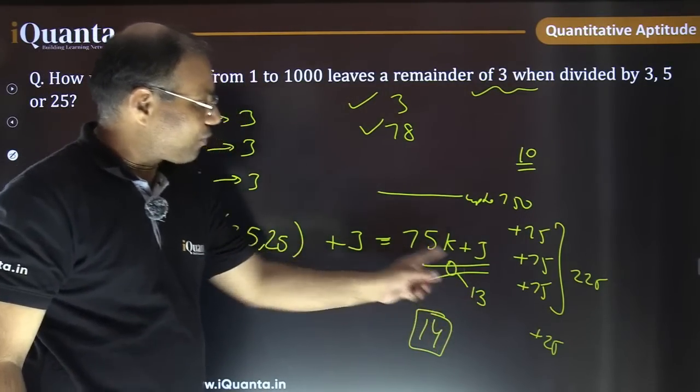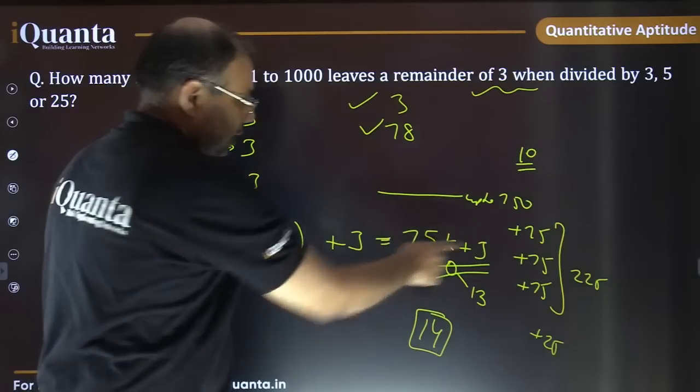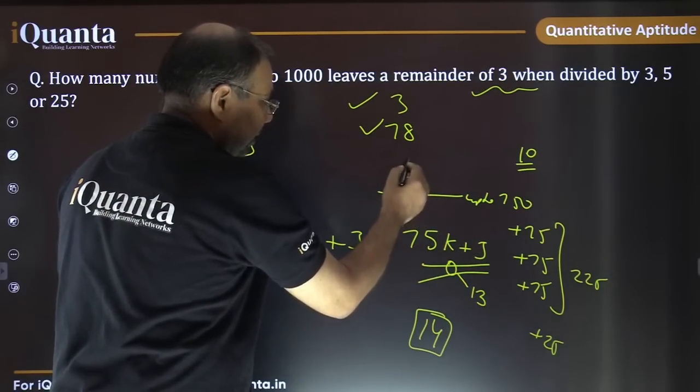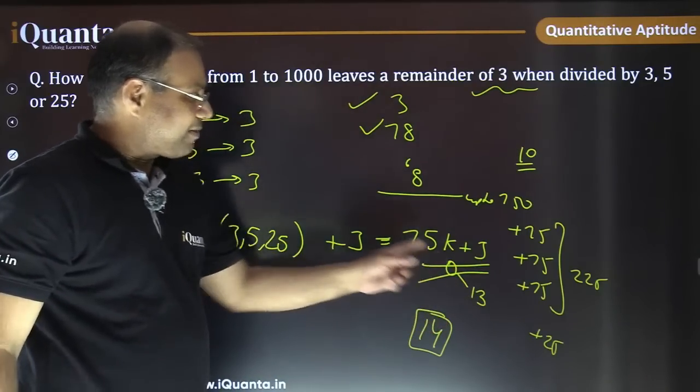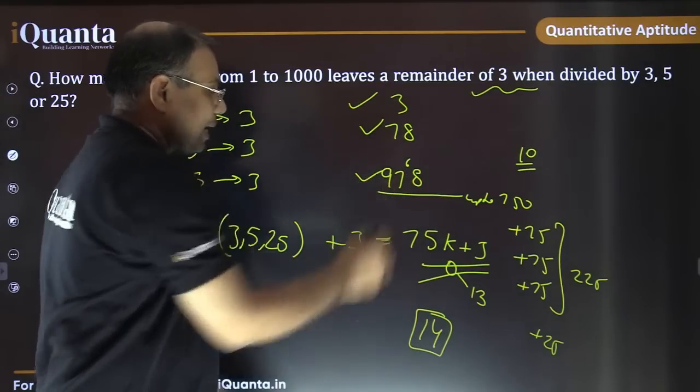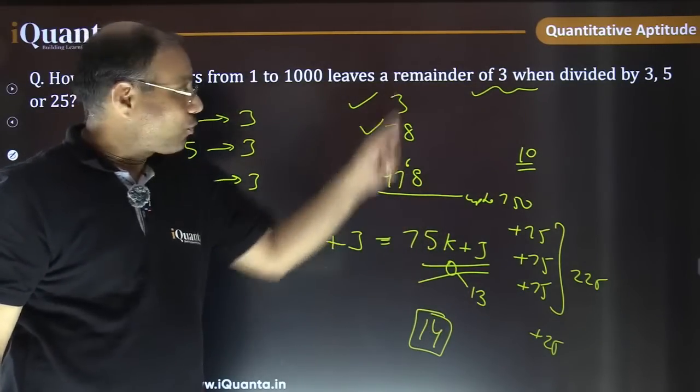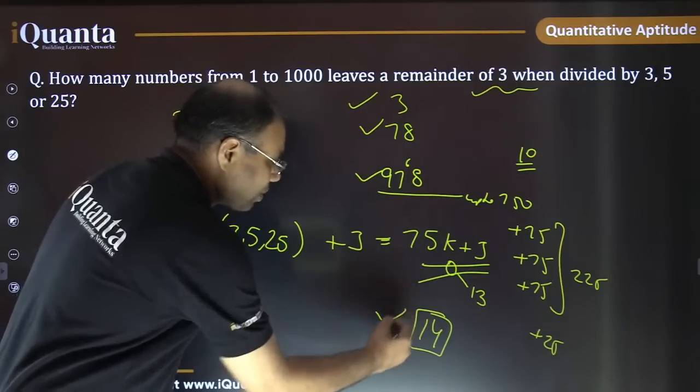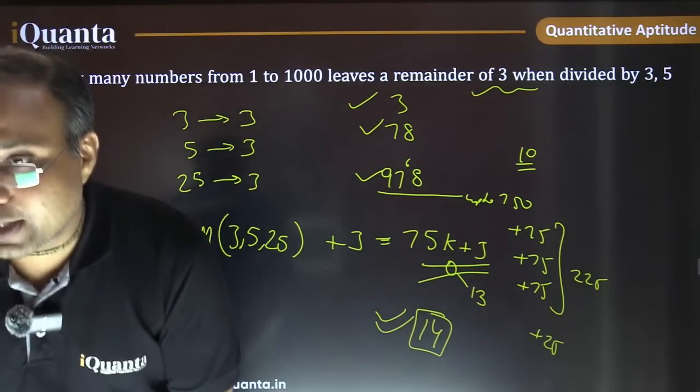so 13 5s are 65, 65 plus 3 68, ka 8, 6 carry, and then 13 7s are 91, 91 plus 6 is 97, so 978. So that is the last number at k equals to 13. So total 14 numbers are there. So 14 is the right answer. ठीक है, not 13.